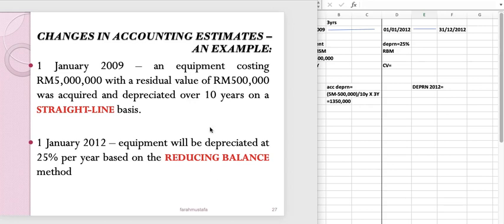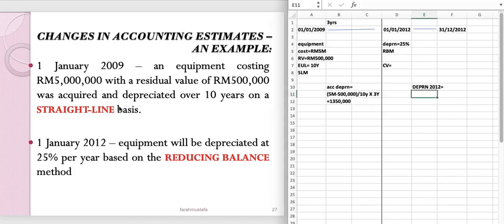Here we do not adjust the opening balance from previous year because it is prospective, it is only effective in this year and in the subsequent years. Okay, so the example: on 1st January 2009, an equipment costing 5 million with a residual value of 500,000 was acquired and depreciated over 10 years on a straight line basis. So I have summarized the information here.